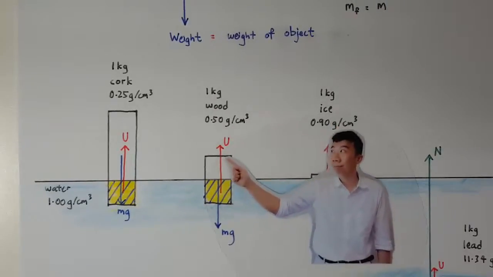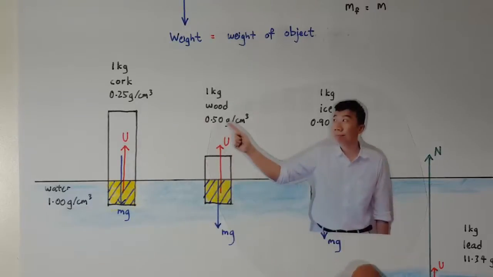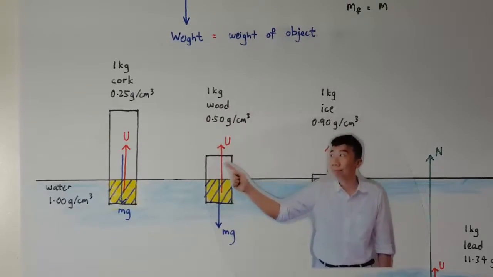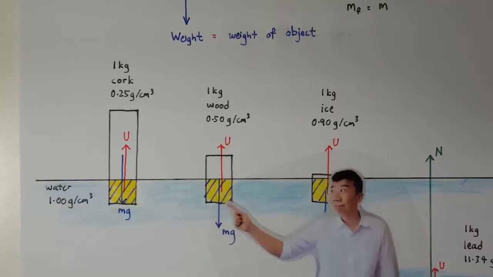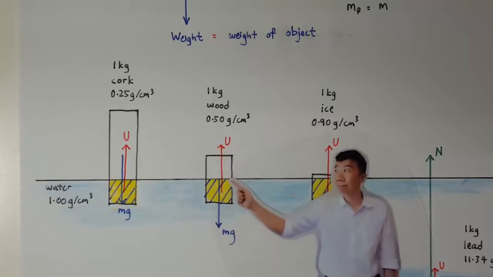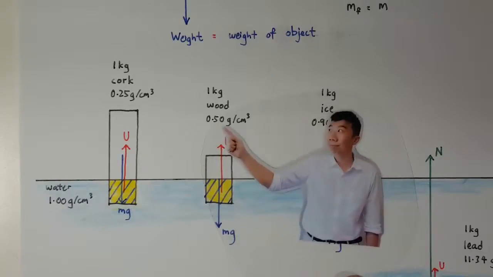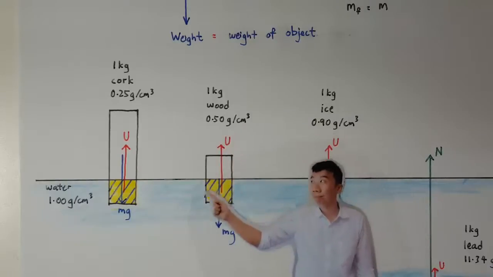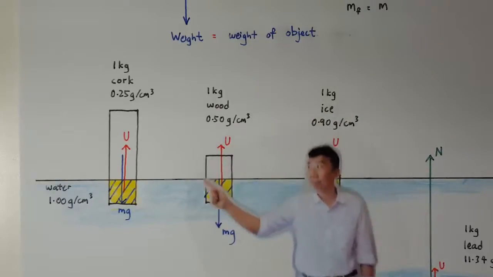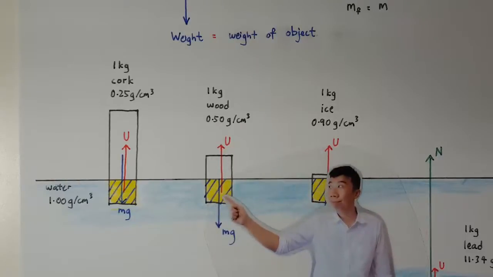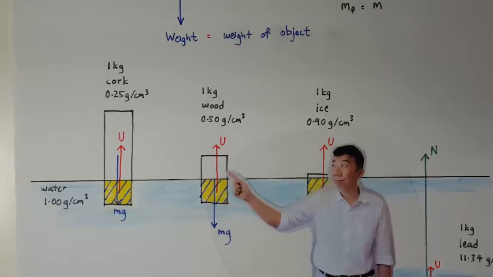This is a kilogram of wood. It has only half the volume of the cork. It's much smaller because it has a higher density. So a piece of wood is also going to float in water, but this time with only half its volume submerged in water. This is because water has 2 times the density of wood. So this amount of water here has the same weight as this amount of wood. So the weight of the fluid displaced is equal to the weight of the object, and that's why it floats.